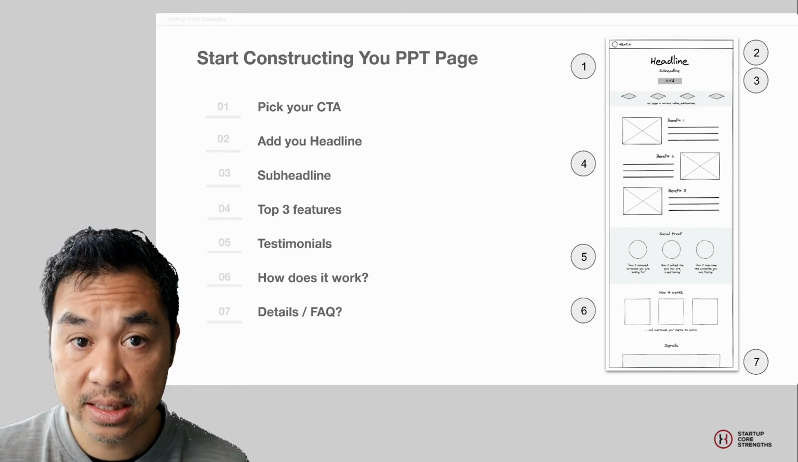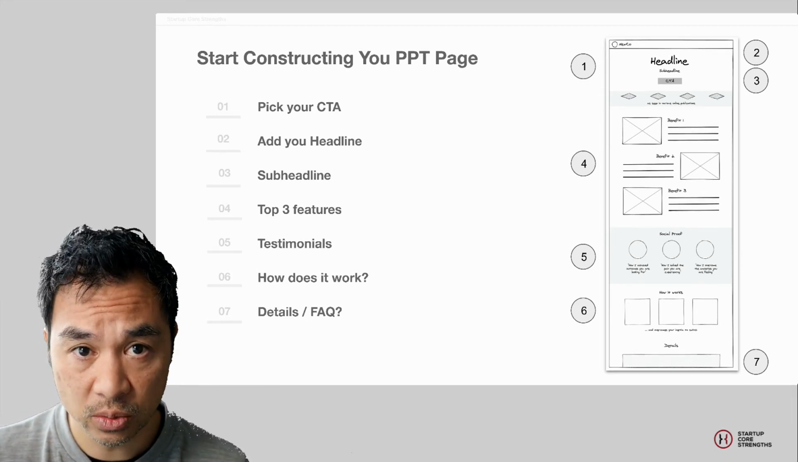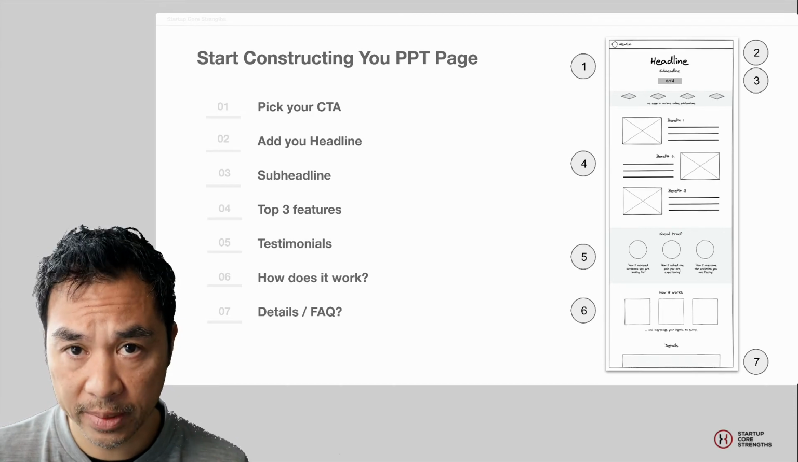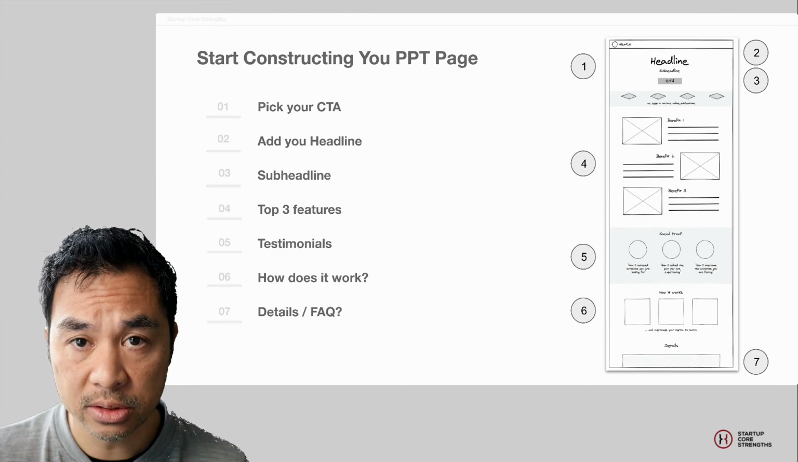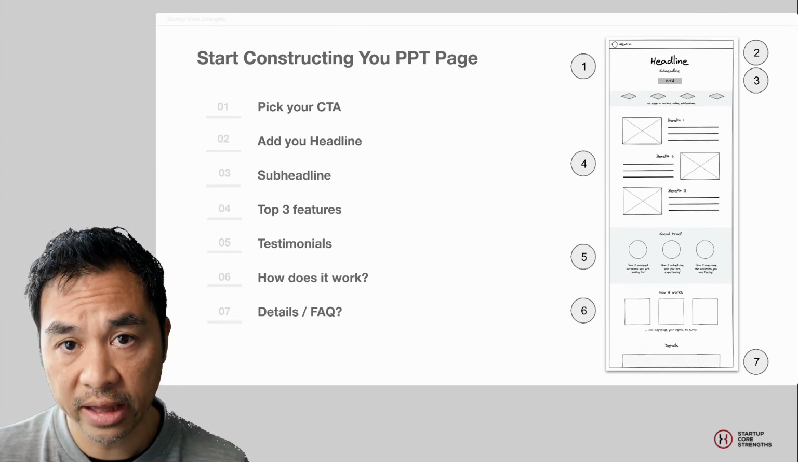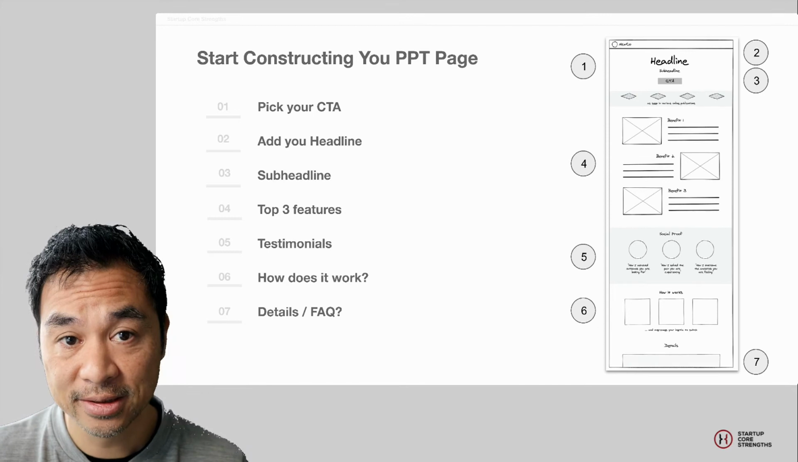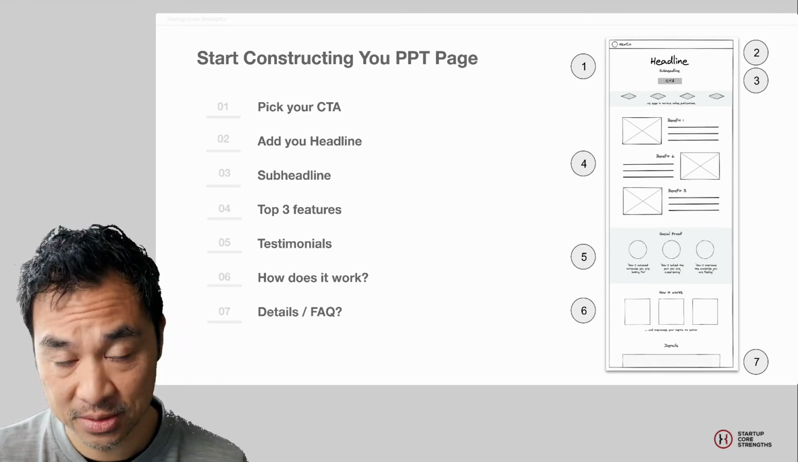The piece that still might be missing for you is piece 6, which is how it works. Don't worry about it. Construct the page as is. Then when we take it to do some comprehension testing, that will give us the information we need to fill out the how it works section or the FAQs.